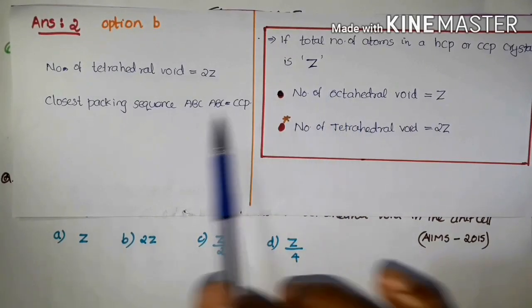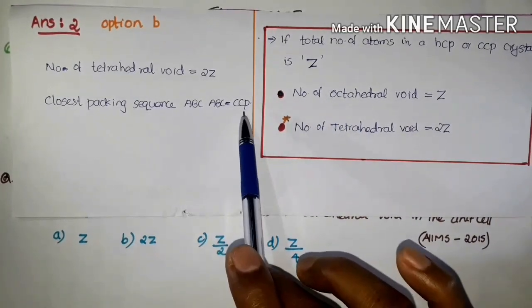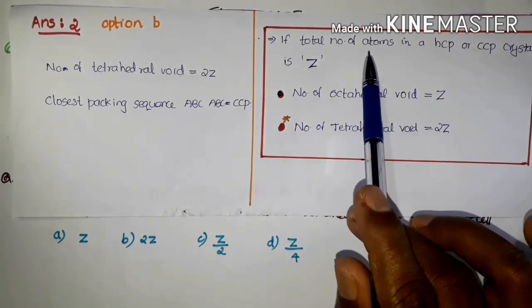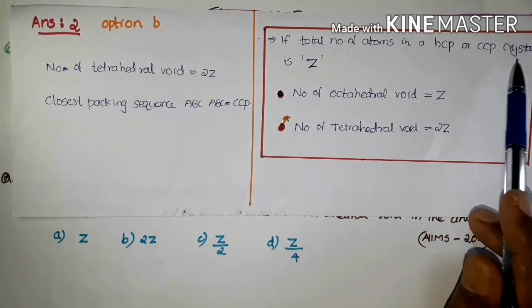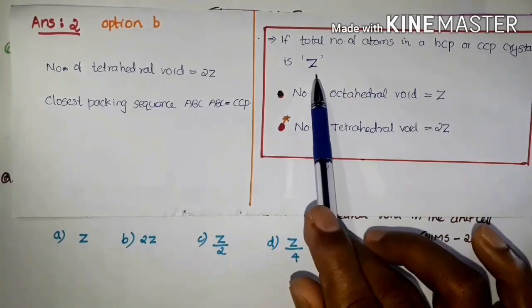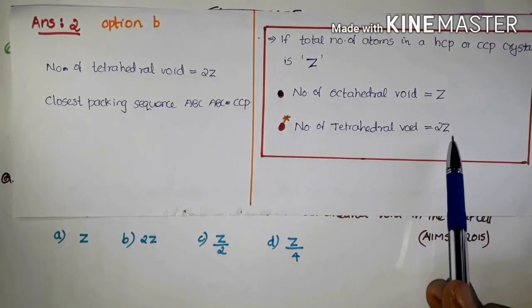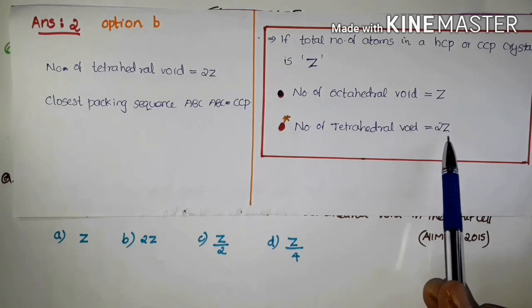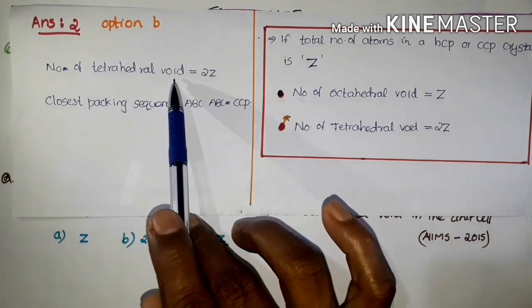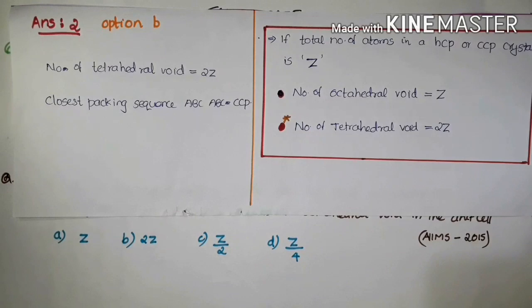Closest packing sequence ABC ABC means CCP. So if a crystal has an HCP or CCP structure and its total number of atoms in a crystal is Z, the number of octahedral voids is equal to Z and the number of tetrahedral voids is equal to 2Z. Our question is how many tetrahedral voids are there? Answer is 2Z. Option B is the answer.